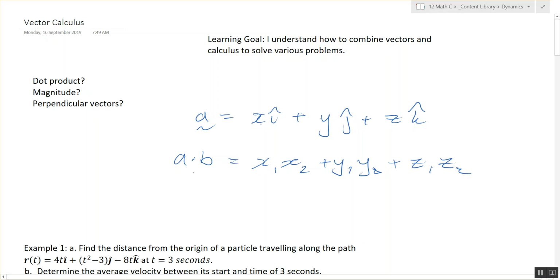Okay, you can also use the scalar product to find something else. The angle between them.